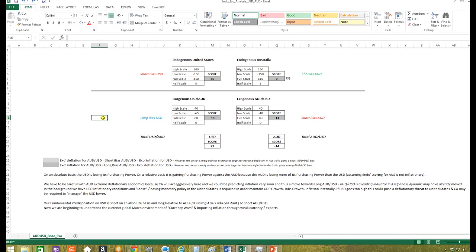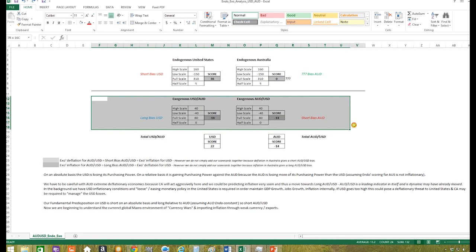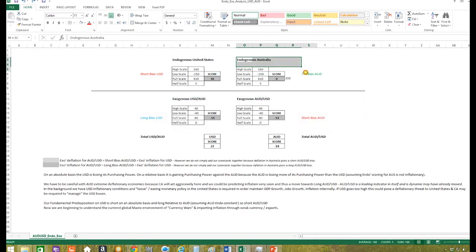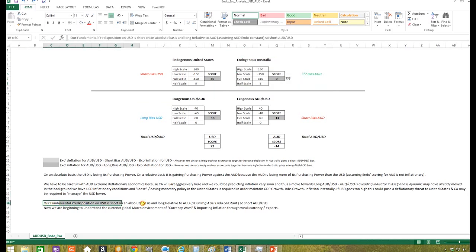So what have we ended up with here? Well, we've ended up with a fundamental predisposition on the US dollar that is short on an absolute basis and long relative to the Australian dollar, assuming that the Australian dollar endogenous analysis is constant. So our fundamental predisposition is short Aussie dollar, US dollar.